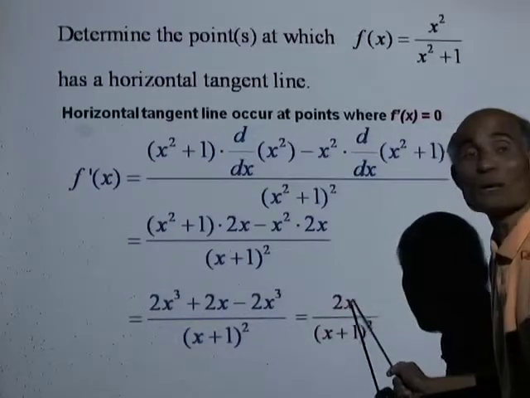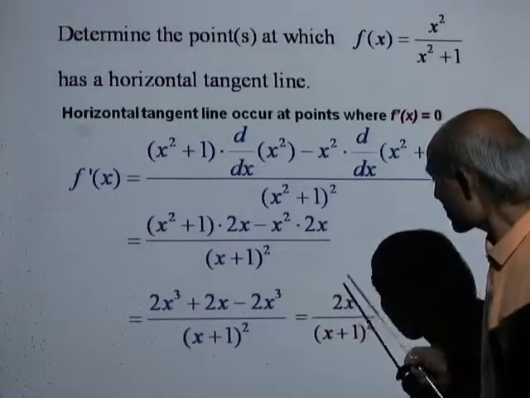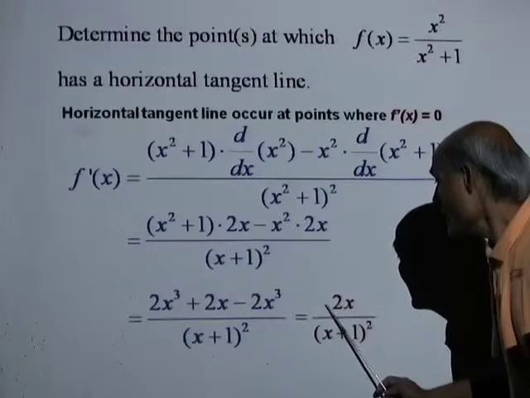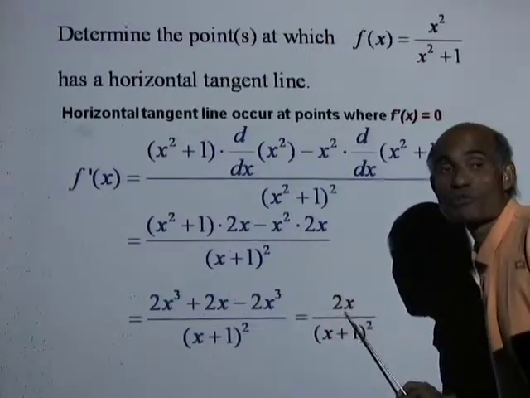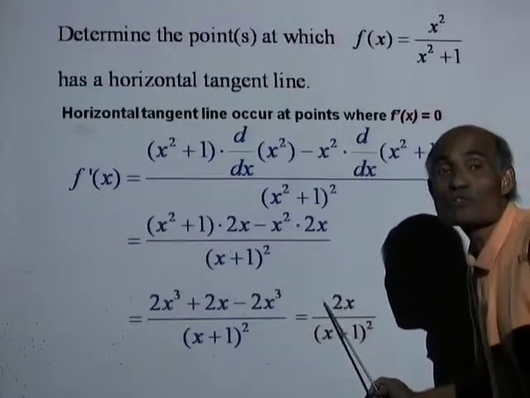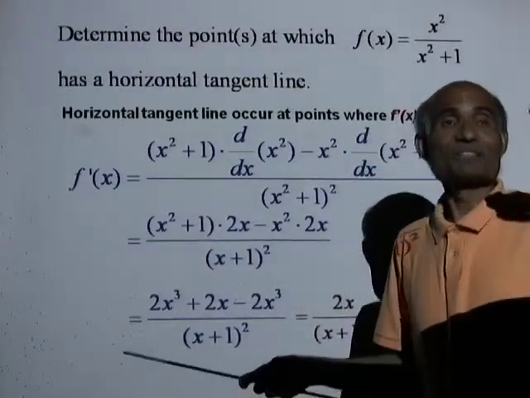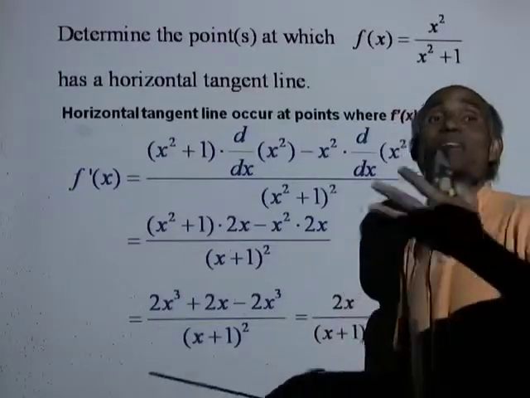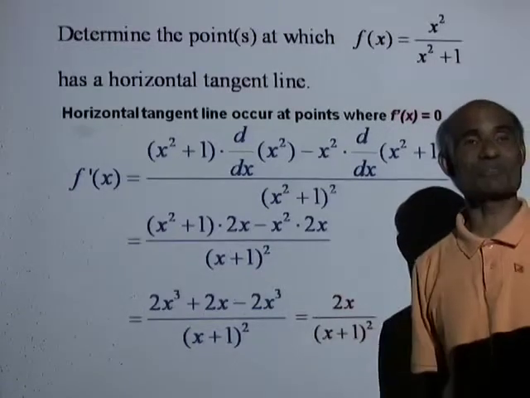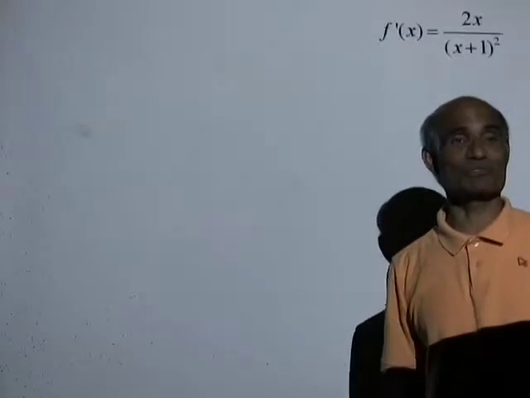What x value will make this quantity 0? Remember, when you have an expression with a numerator and a denominator, a rational expression, it becomes 0 when the numerator is 0. Is that right? Because the denominator cannot be 0, and 0 divided by anything is 0. Therefore, this becomes 0 when 2x equals 0, or when x equals 0.